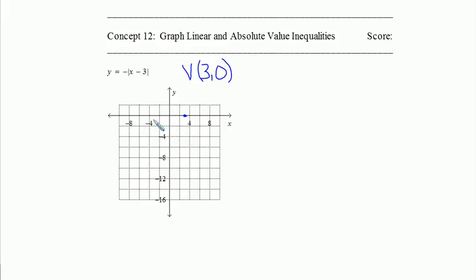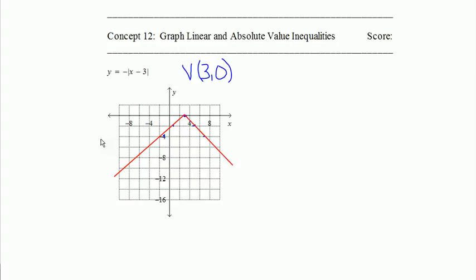And I need to note that this is going to open down because it's negative. So it's going to go down 1 and over 1, all the way down. Same thing on this side. Down 1 and over 1. Let's go ahead and draw those sides. And we've got that graphed.